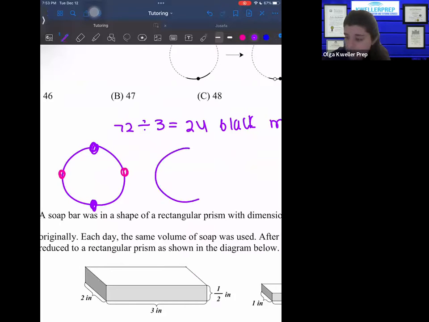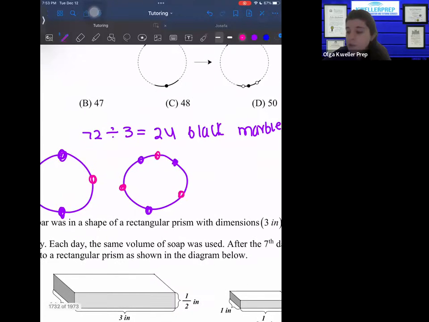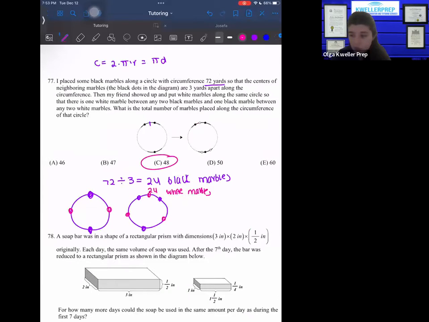Now the next one, let's say I have 1, 2, 3 purple marbles, then I put pink ones in between, that's 3 more. And that keeps happening. So if I have 24 black marbles, basically what I'm trying to show you guys is we would also end up with 24 white marbles. And our answer ends up being 48. So again, the key here is just to recognize the pattern.